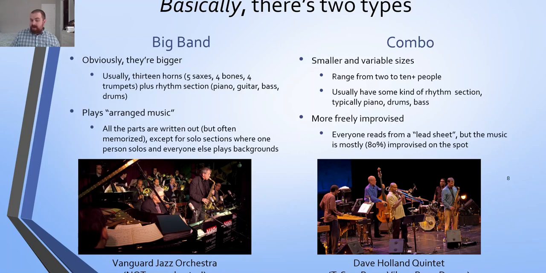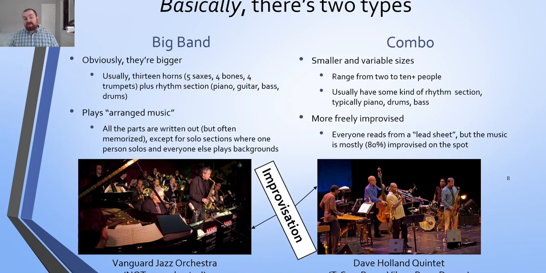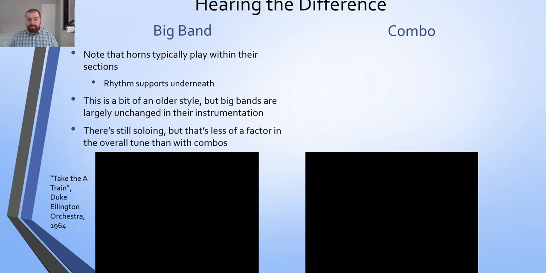So you can see the Dave Holland Quintet on the right there. We've got tenor sax, trombone, vibraphone, bass, and drums. Okay. Now, even though the big band is more written and the combo is more improvised, in general, jazz as an idiom is an improvisational medium, okay? So improvisation is the core of the jazz experience, no matter what style or format it's a part of. So let's talk about hearing the difference, okay?